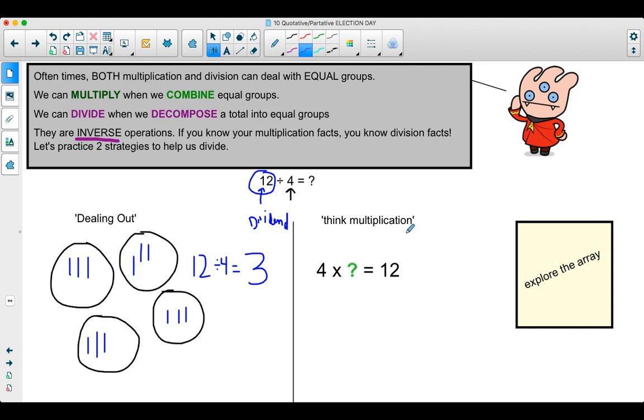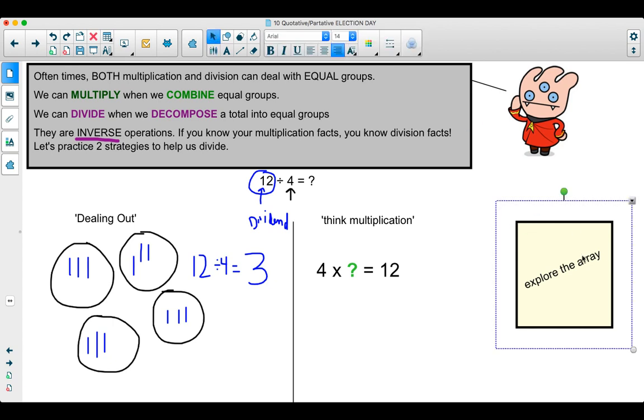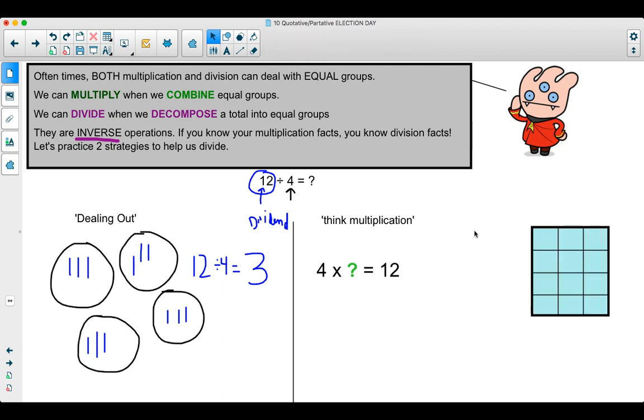Thinking multiplication is a really super efficient strategy if you know your facts. So if 12 divided by 4 equals something, that means 4 times something equals 12. I could think 4 times what equals 12, okay? And we can explore an array to see how arrays can help us understand multiplication and division. So here is our array.